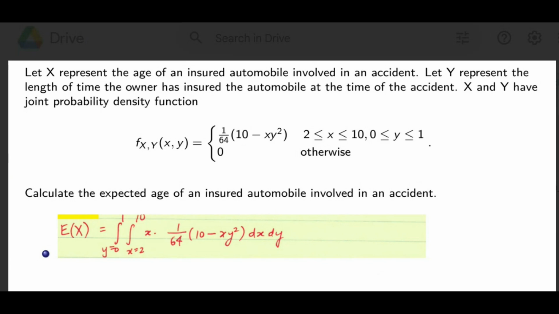Do you agree with the limits that I put on? This one, there's no advantage doing X or Y first. Doesn't matter. So X from 2 to 10, Y from 0 to 1. That colors the whole region. No slanting lines and curves and all that, nothing.